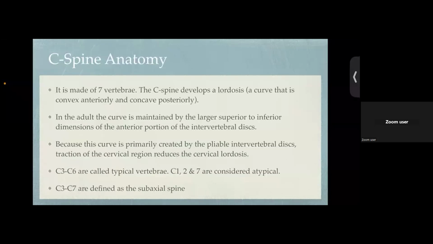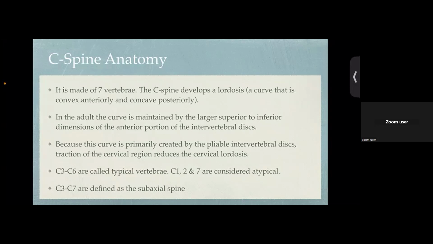So just a quick overview of the C-spine anatomy. It's made up of 7 vertebrae, and the C-spine develops lordosis. This is a curve that is convex anteriorly and concave posteriorly. In the adult, it's maintained by the larger superior to inferior dimensions of the anterior portion of the intervertebral disc. Because this curve is primarily created by the pliable intervertebral disc, traction of this region reduces the cervical lordosis.